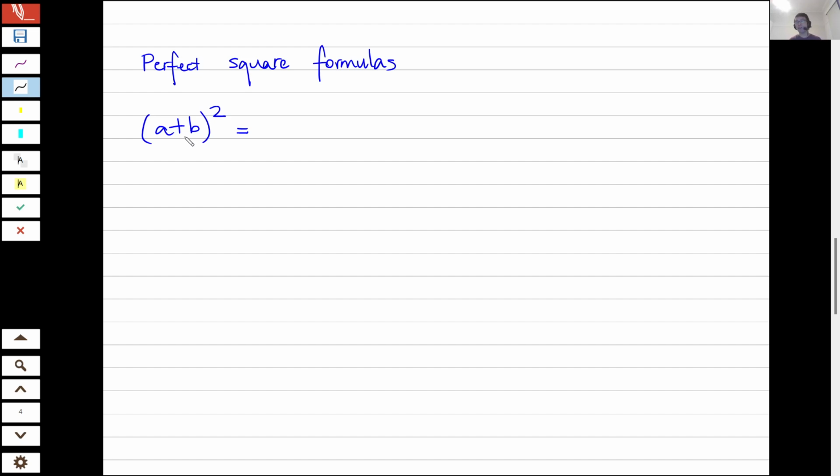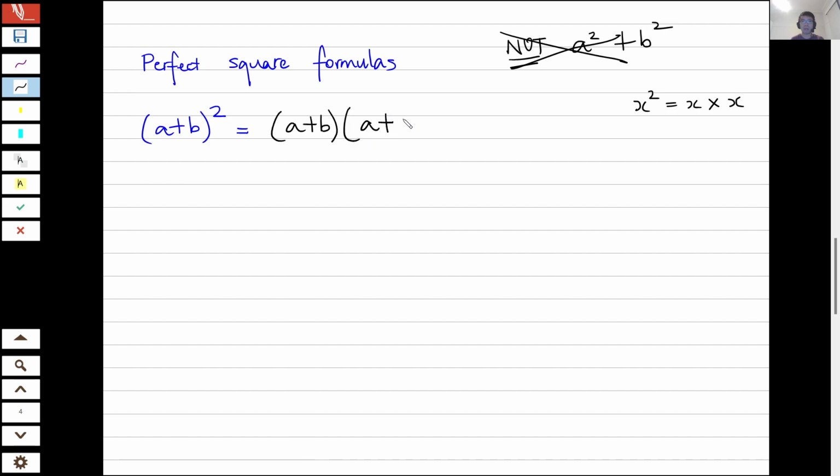And if you're seeing this for the first time, it's not obvious what to do. I'll give you a hint. The answer is not a squared plus b squared. It's a very common error that students make. It's not this. And let me show you why. Remember, when I square a number, that means multiplying the number by itself. So this is actually the same as a plus b multiplied by a plus b. So I just have the same thing repeated twice.